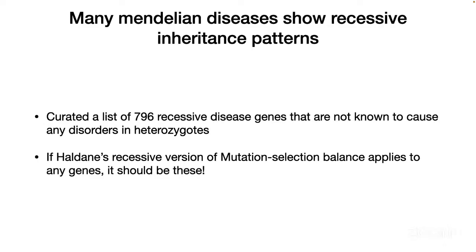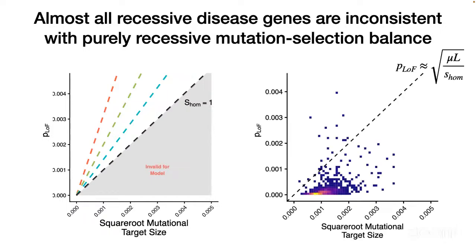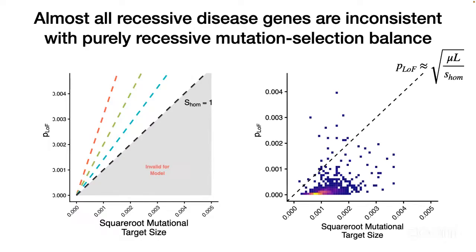And so we wanted to see if this model of mutation selection balance applies to any genes, it should probably be these ones. These ones look recessive, and so this recessive mutation selection balance should explain these. Okay, and so our deal was really simple. We want to look at this frequency of loss of function variants in terms of the square root of the mutational target size and the selection coefficient.